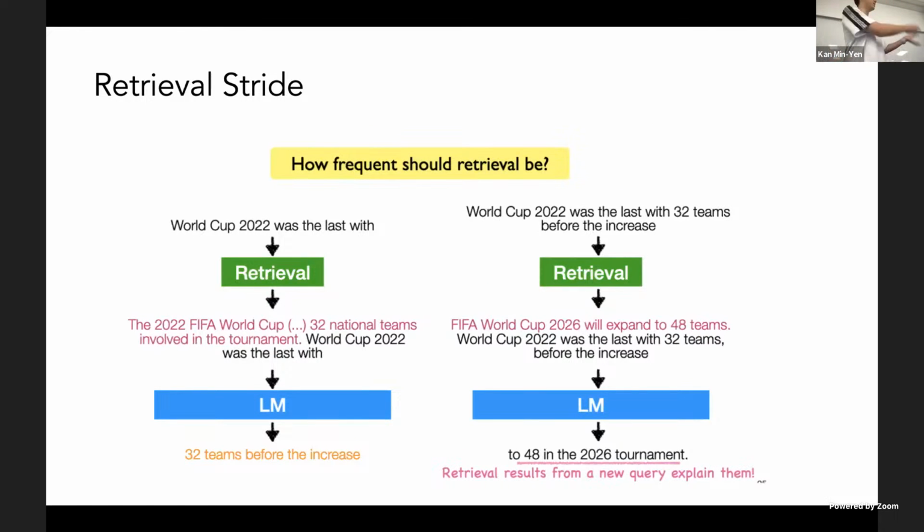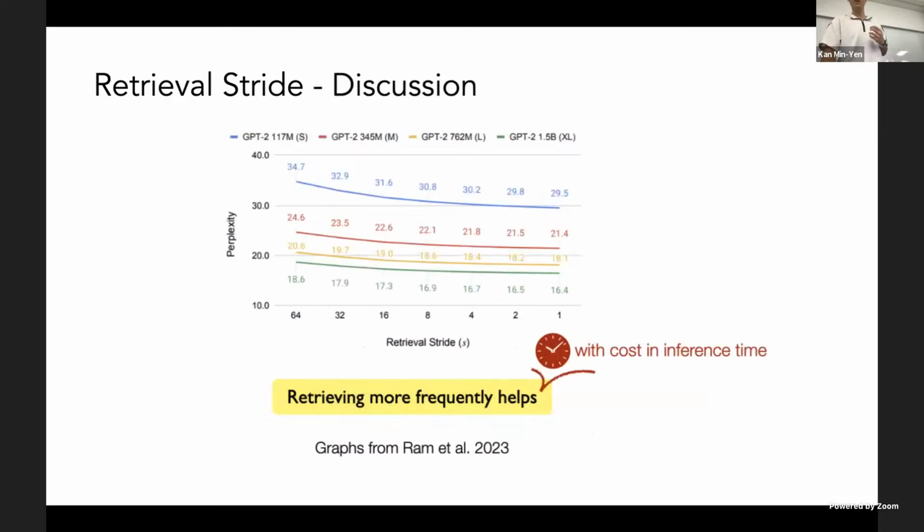Another case is that if we retrieve the information two times, the first time we can get an intermediate answer, that it was with 32 teams before the increase, and then we put it into the input again and retrieve another time, and then we can get further details, like the following words can be "48 teams" and so on. So retrieving two times can match the correct answer we want.